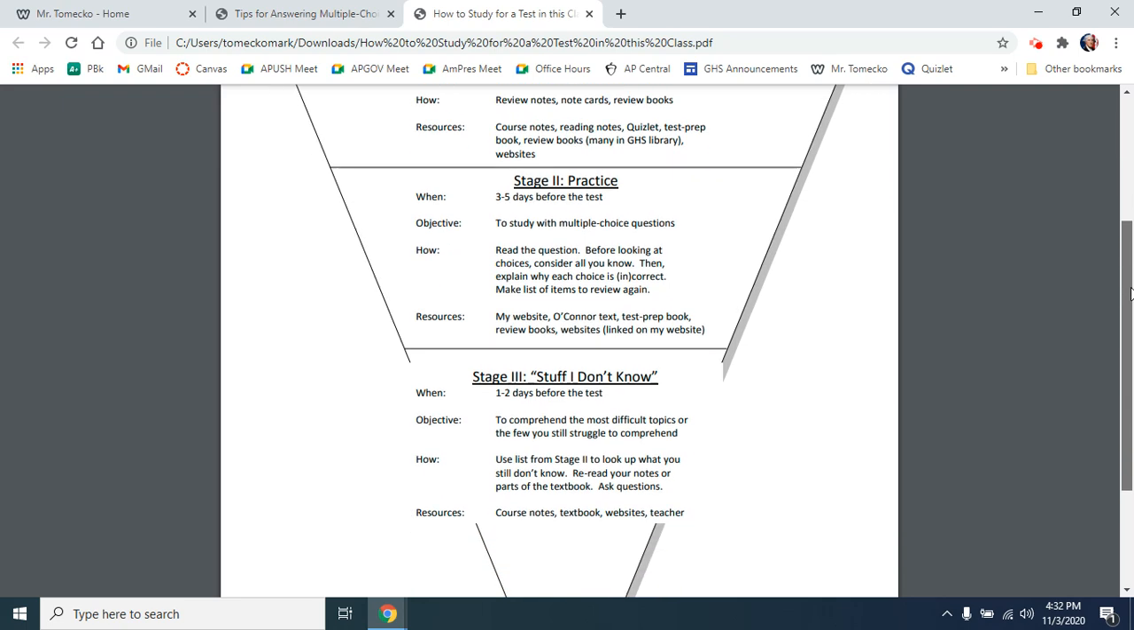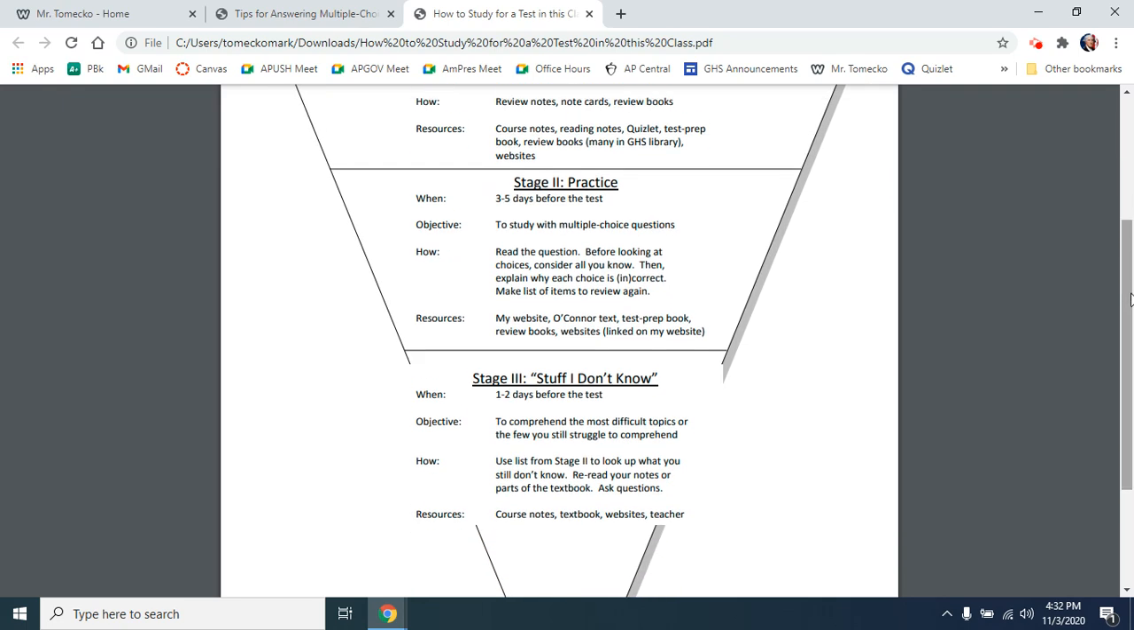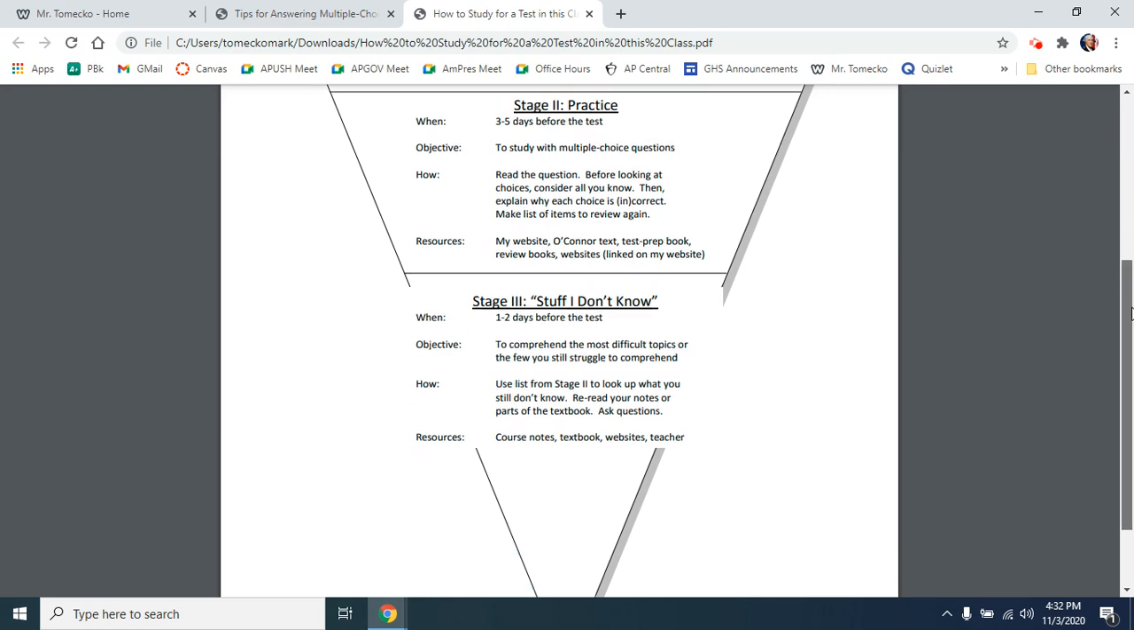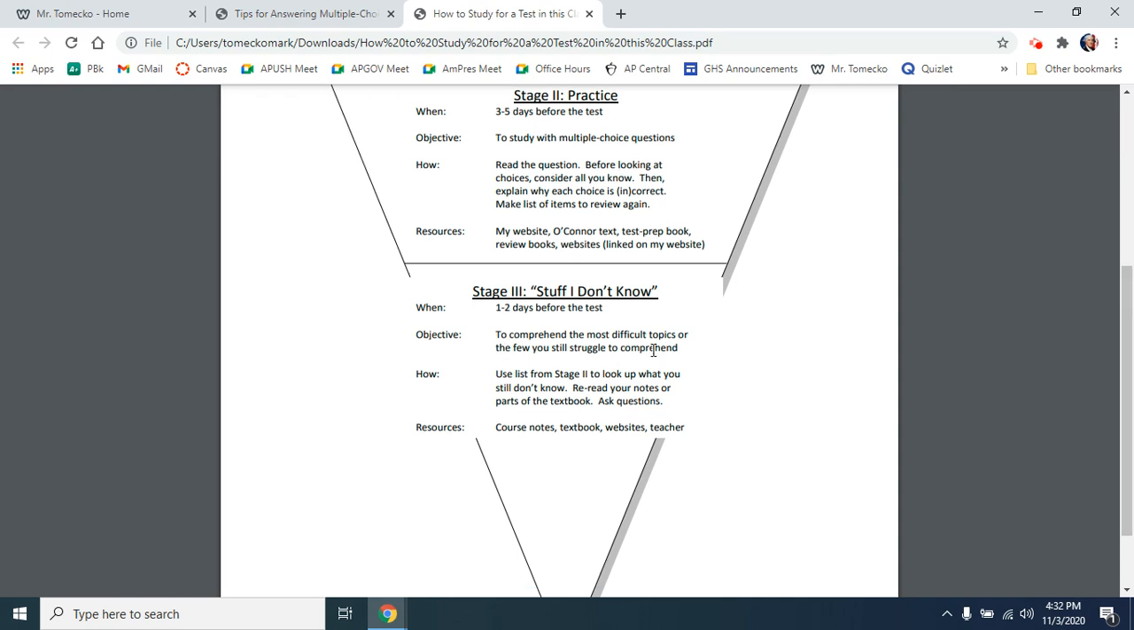Likewise, in stage two, when you're practicing, if you encounter some questions that include material that you know is important, you know it might be on the test, but you don't grasp it yet, make a note of it. Because in stage three, the very last part of studying, maybe the night before the test, that's where you want to focus in on simply that stuff I don't know. Hopefully by this point, there isn't much.